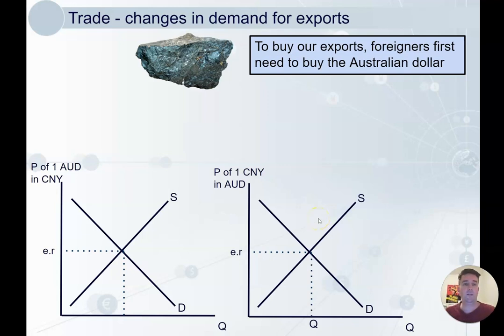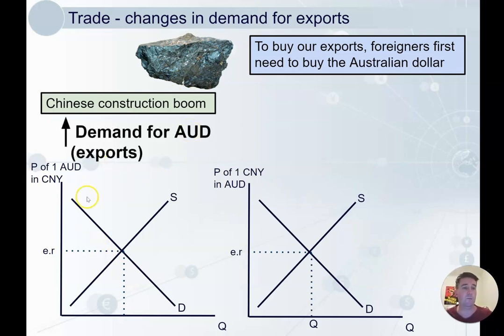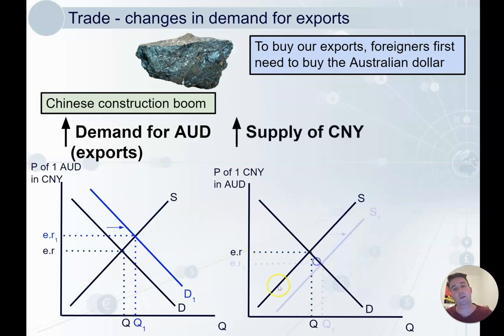Okay, trade. Changes in demand for exports. So we know to buy our exports, foreigners first need to buy the Australian dollar. So we sell a lot of iron ore. So if there's an increase in demand for iron ore due to the Chinese building a lot of buildings, they need their steel. They get that from iron ore. That's going to increase demand for the Australian dollar because they want to buy more of our iron ore. All right, so increase in demand. And then, of course, that's going to increase their supply of the Chinese currency. Okay.